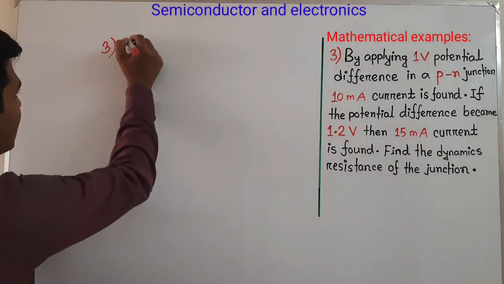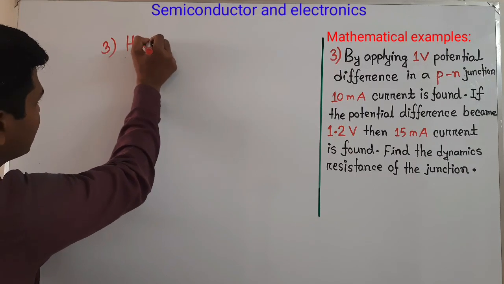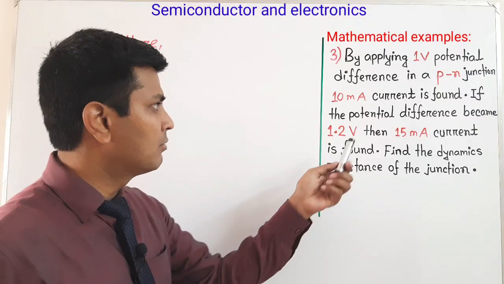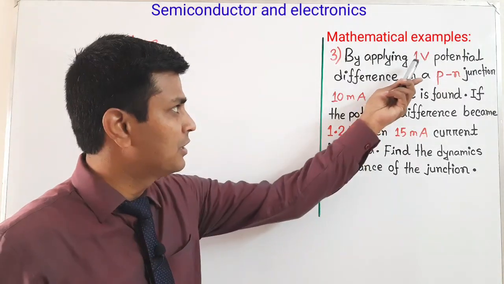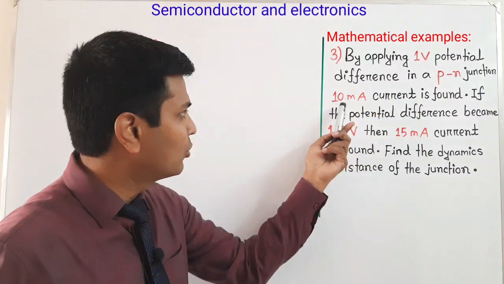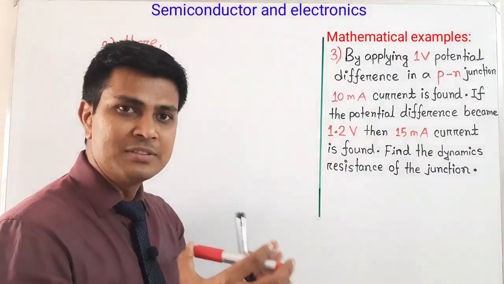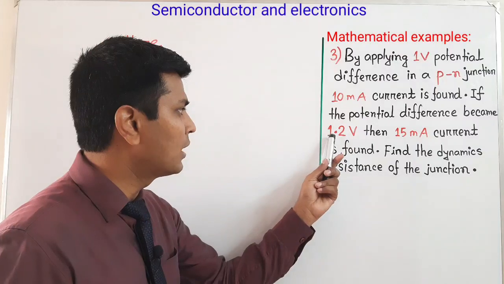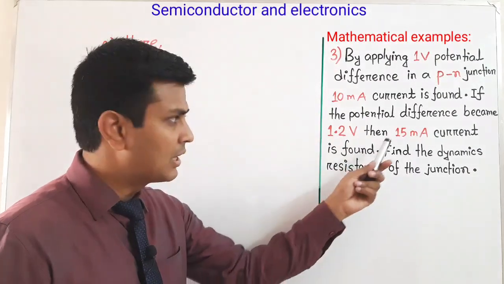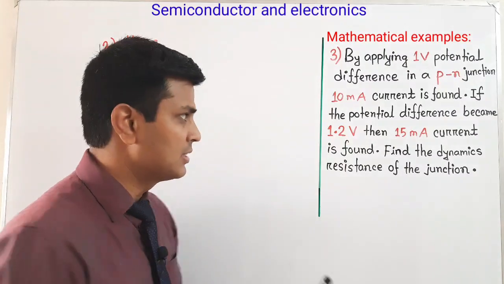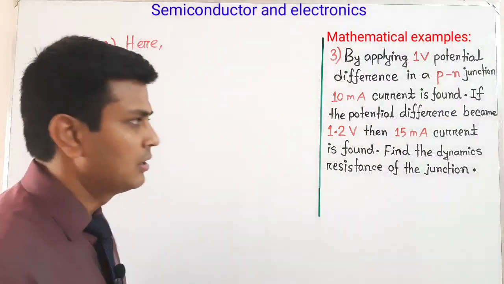First of all, you have to write the given information. You can see the voltage difference is given as 1 volt. At that time we get current 10 milliampere, and when the voltage difference is increased, that means it became 1.2 volt, the current will be increased. That means 15 milliampere current is found in the output.